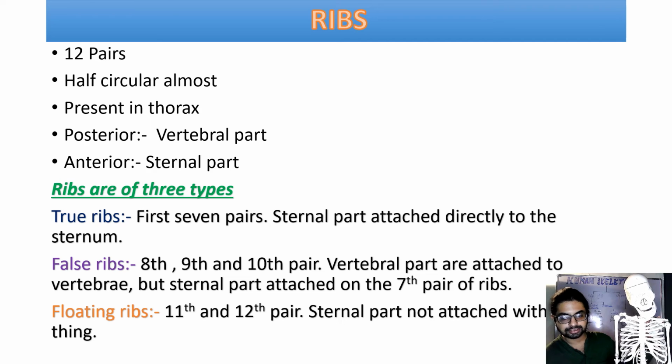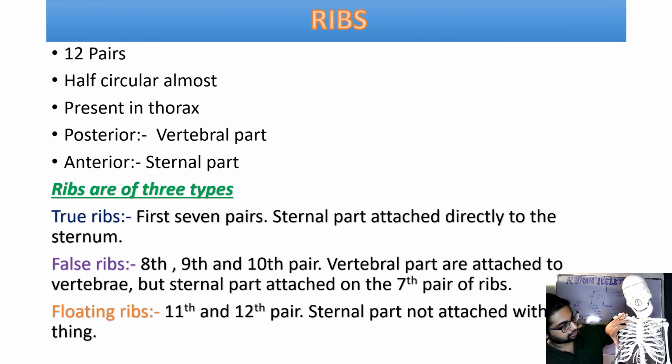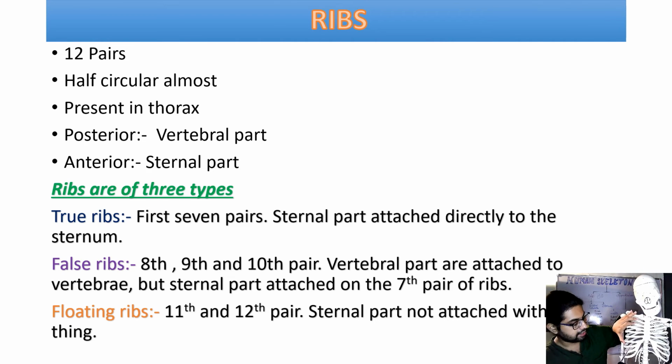These first 7 pairs, you see, are directly attached to the sternum. So these are true ribs. But 8, 9, 10, these are called the false ribs.